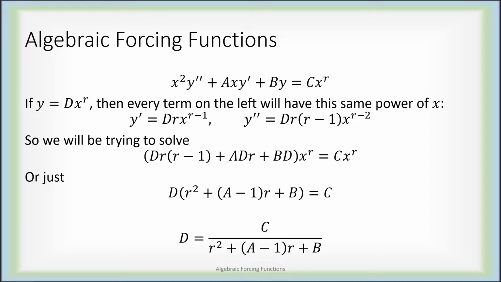Therefore, d must be equal to c over r squared plus a minus 1 r plus b. Notice we don't have to try to solve this for r, because the presumption is that r is the power on the forcing function. It's actually given in the problem. All we need to do is solve for this constant d, and here it is.